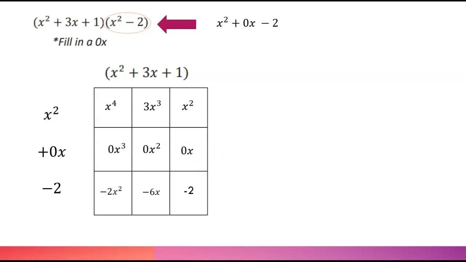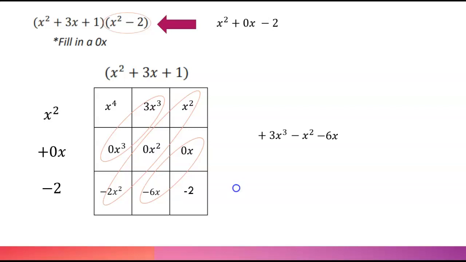Now, we can check diagonally if we can combine like terms. We can combine 3x to the third power and 0x to the third, which equals 3x cubed. We can also combine negative 2x squared, 0x squared, and x squared, which equals negative x squared. And lastly, we can combine negative 6x and 0x, which equals negative 6x.